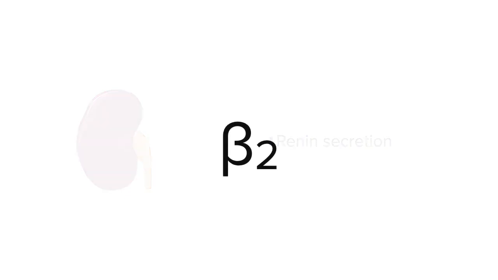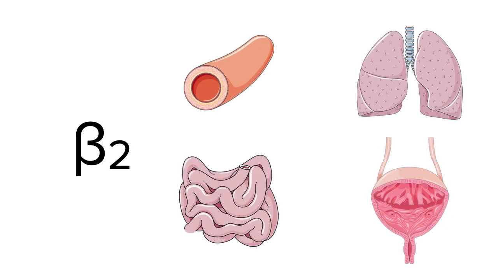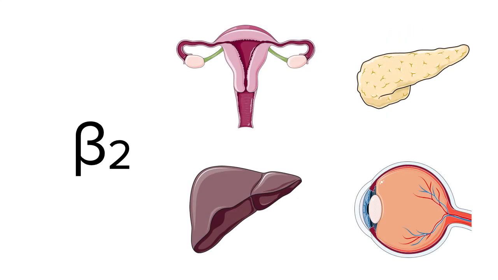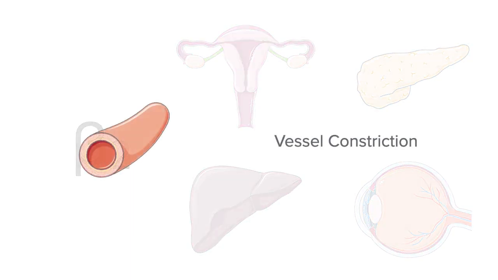Beta 2 receptors are far more common and can be found in lots of different parts of the body, and I'm going to run through them very quickly here. You can find beta 2 receptors, as we well know, in the vasculature in the lungs, but also in the gut, the bladder, the uterus, the pancreas, the liver, and the eye. And I'm just going to talk through each one of these in turn to explain what beta blockers do. First of all, I'm going to talk about the vasculature.